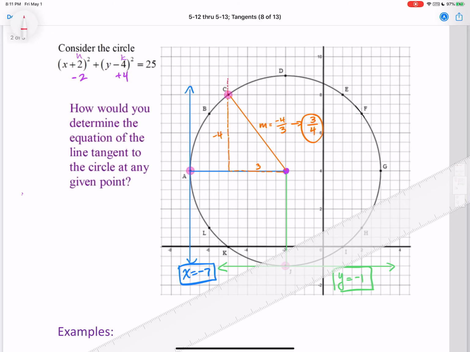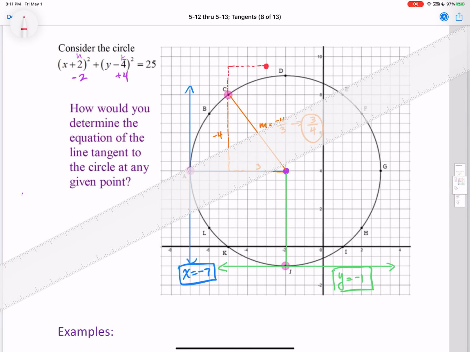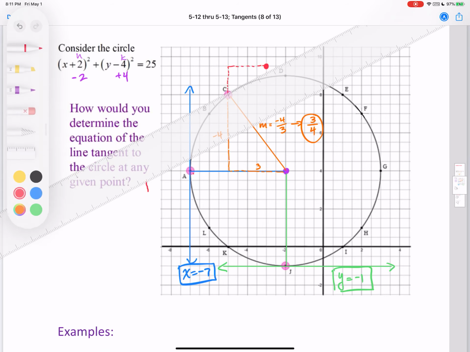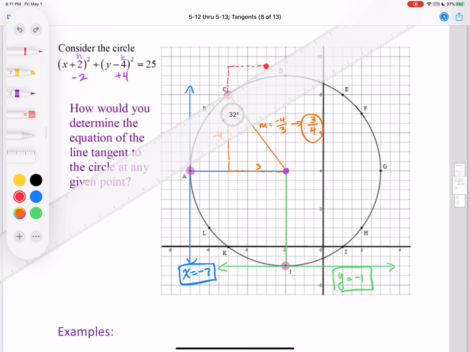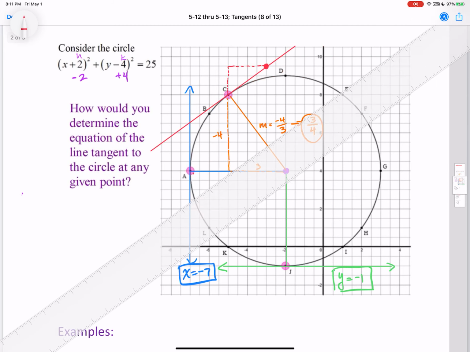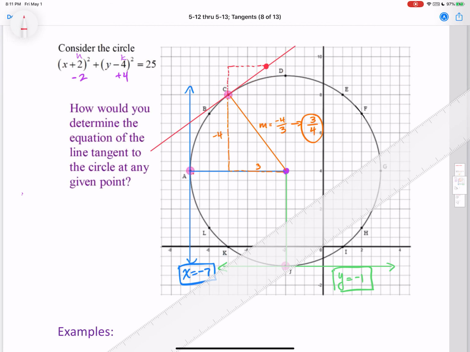So I'm going to go up 3 and over 4. Okay, so there's my new point here, and I could go ahead and connect those 2 points with this ruler here. So I'm going to go ahead and draw that. Oops, let me get rid of that line there. Okay, so here's my tangent line. And now I want to figure out, what's the equation of this line?